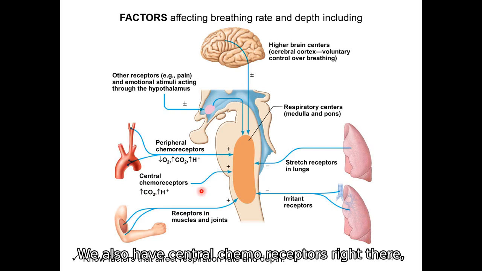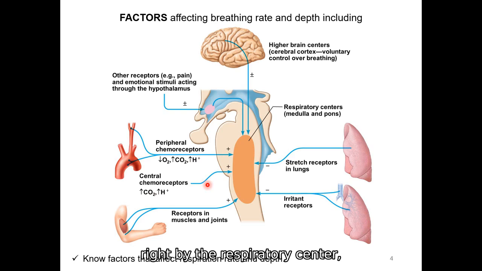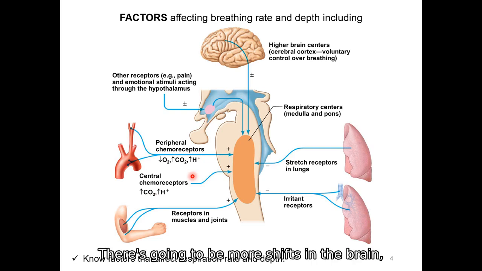We also have central chemoreceptors right there, right by the respiratory center. So in the central nervous system, our brain is very sensitive to changes in pH. Okay, inside the cerebrospinal fluid, we lose our blood buffer. Okay, so there's going to be more shifts in the brain.